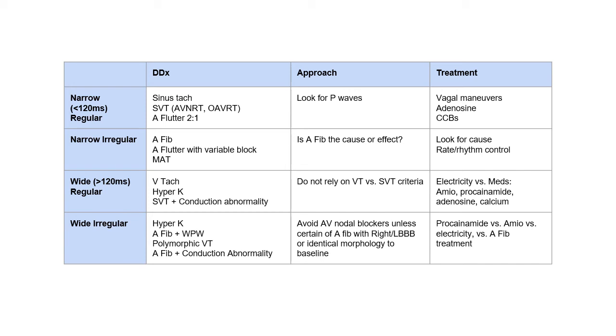Unless you're very certain that you have a right or left bundle branch block with your atrial fibrillation. So your treatment here is going to be procainamide, amio, or electricity. That would be for wide irregular. So probably just stay away from AV nodal blockers if it's a wide irregular tachycardia, unless you're very certain that it's not Wolff-Parkinson-White, if you have prior EKGs that show that.